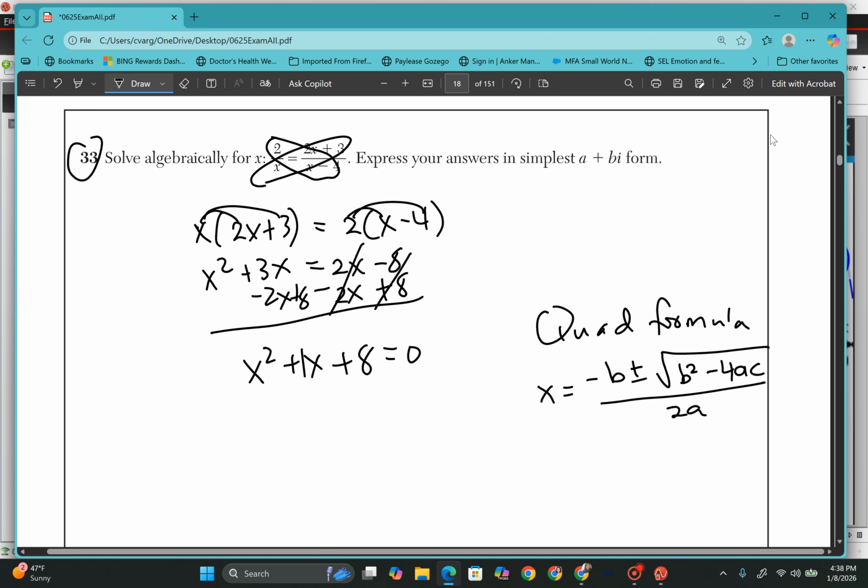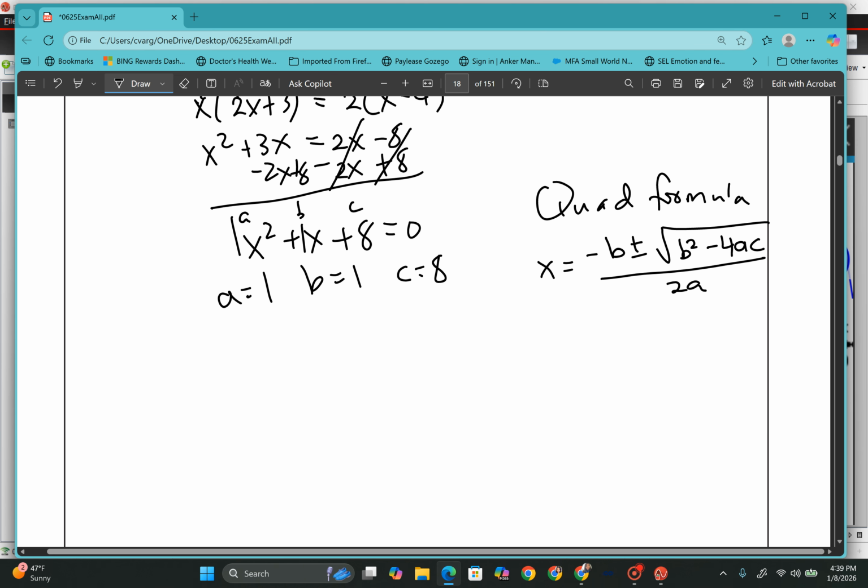Okay, so we have our A is 1. There's an imaginary one here. Our B is also 1, right? Here's our B, here's our A, and here's our C. Our C is equal to 8. So we're going to take that and plug that into our calculator. Give me 1 second.